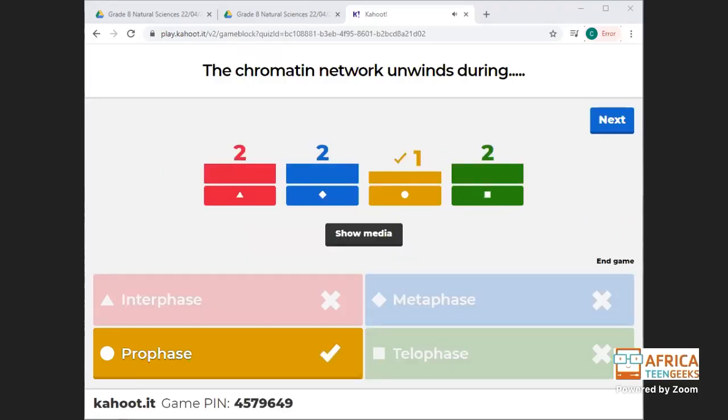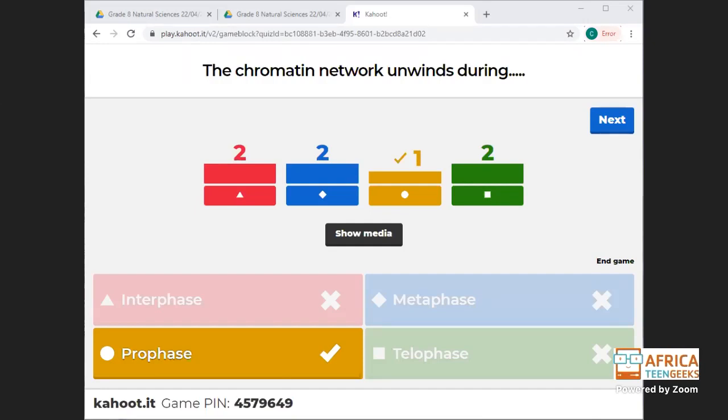So the answer is prophase. Wow, guys, you look very undecided on this one. Interphase? Remember, we're talking about a chromatin network unwinding. So here we have the unwinding of the chromatin network. Why isn't it interphase? This is where the cell is basically preparing for cell division. Metaphase, guys, that is where we have our chromosomes aligning at the equator. And telophase, that is the preparation basically for the cell to divide, right? And after telophase, we have what we call cytokinesis. So the unwinding of the chromatin network is at prophase.